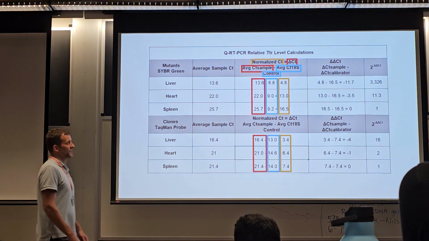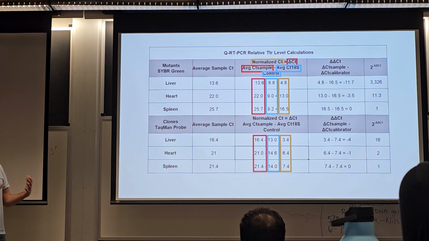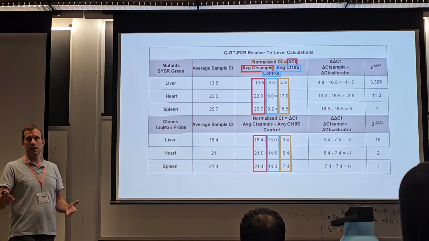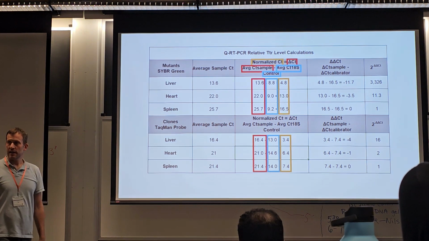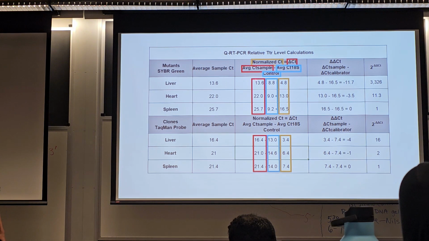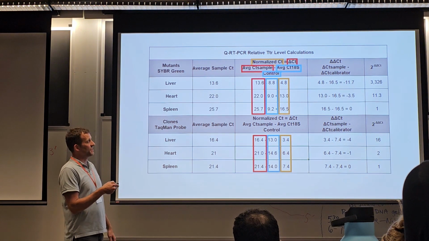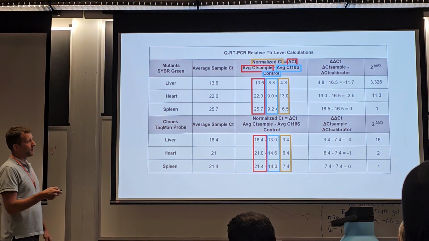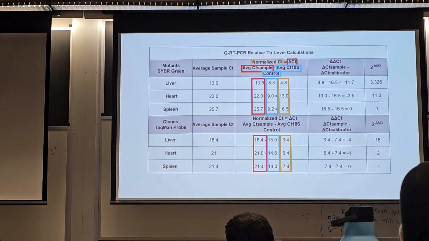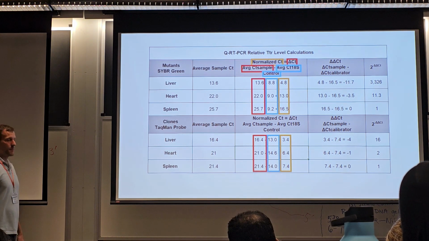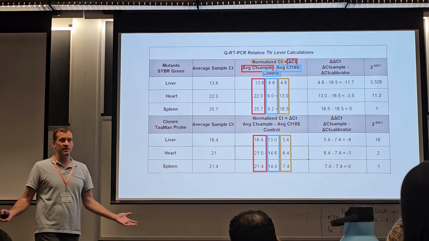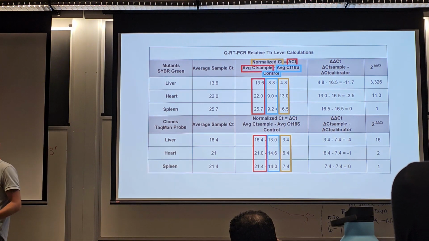Okay? So that's our delta CT, our normalized CT that we've normalized against that housekeeping gene. Okay, we can do the same thing for all of our samples. So average CT and our calibrator CT for our difference, average CT and our calibrator CT for our difference, and then the same thing for the TaqMan index. Okay, so no difference in the analysis between SYBR Green and TaqMan, exact same process.